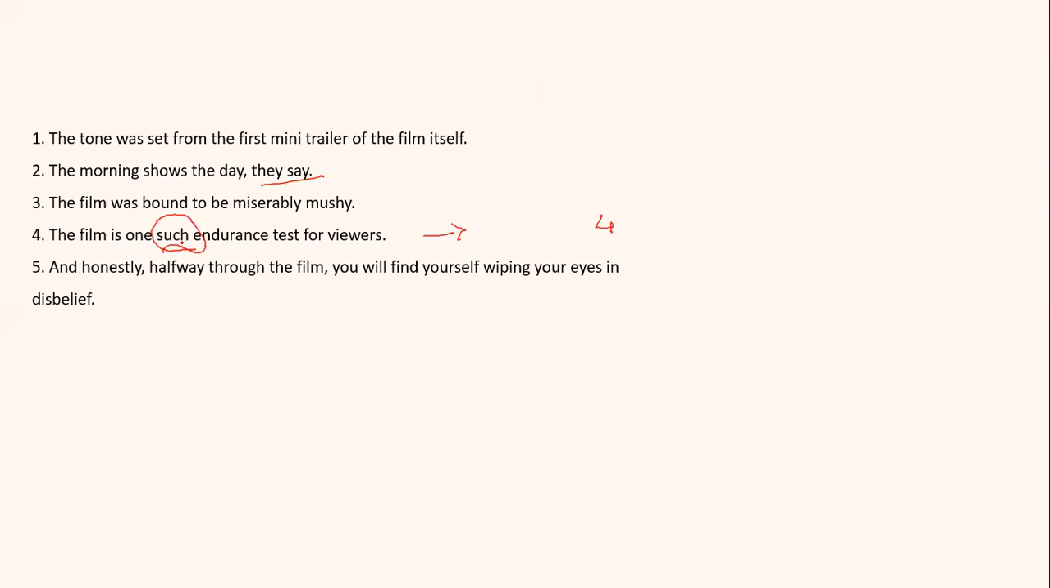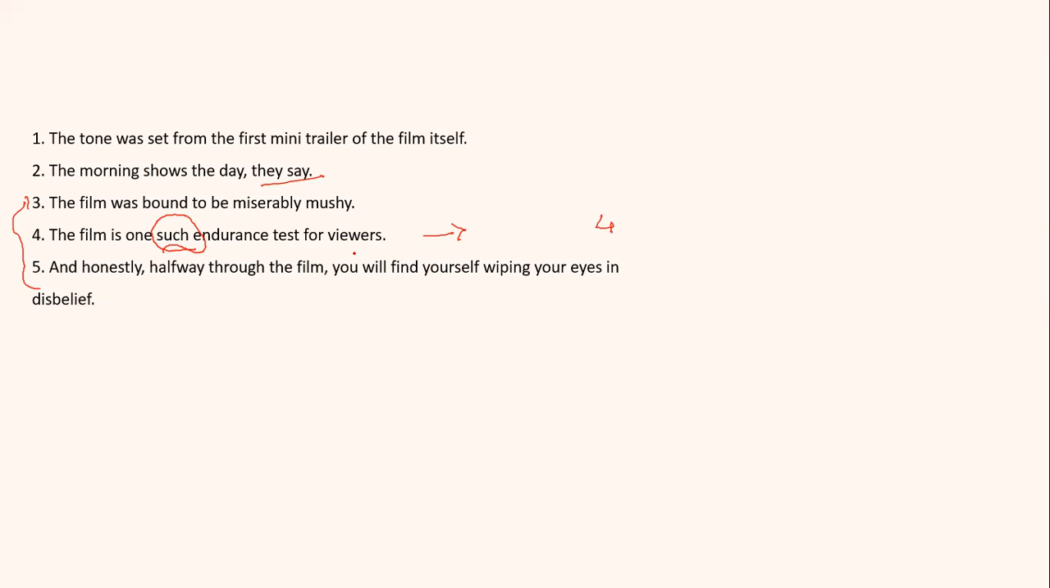Such means example of something. 1, 2, and 3 did not talk about any test. Let me look at 5. And honestly, halfway through the film, you will find yourself wiping your eyes in disbelief. This relates to 3, isn't it? The film was bound to be mushy. Mushy means emotional. The film was bound to be this.